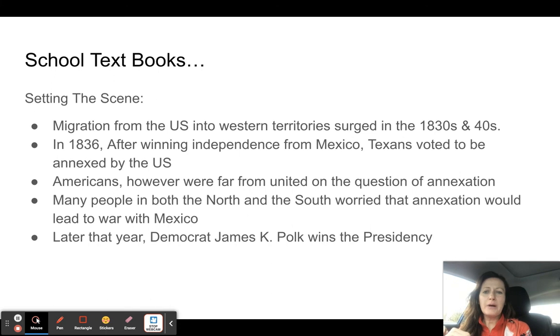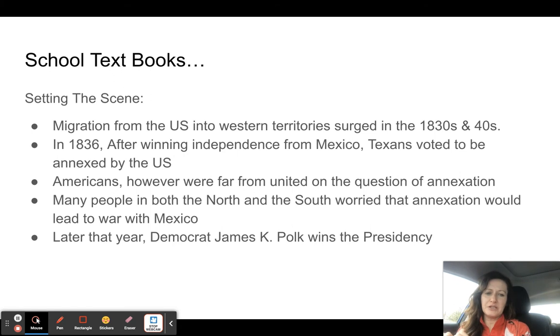So first, migration from the U.S. into Western territories surged in the 30s and 40s. This belief in expansion, this actual action of expanding, was really gripping the nation, and people were moving west, unprecedented to the numbers they were moving west earlier in our nation's history. In 1836, after winning independence from Mexico, Texans voted to be annexed by the United States. So that's another issue, is how did we acquire Texas? You know, Six Flags, right? Six Flags flew over Texas because it's literally been under so many different powers.